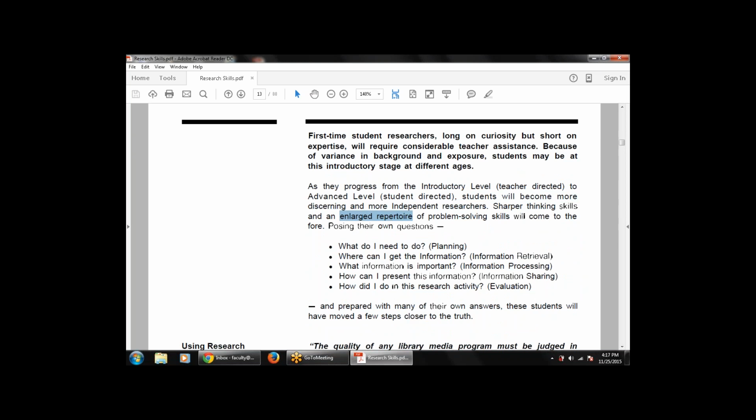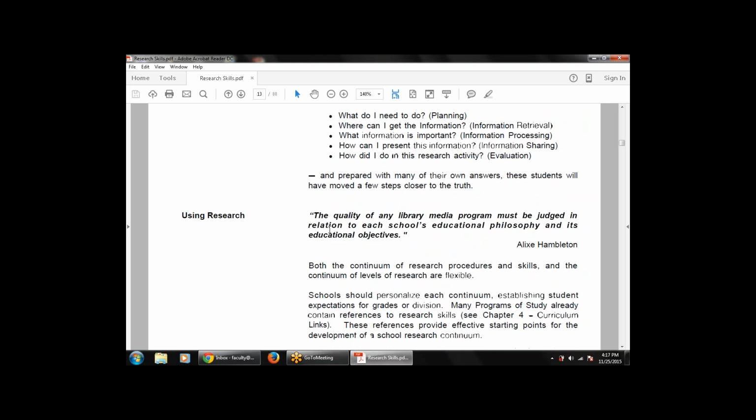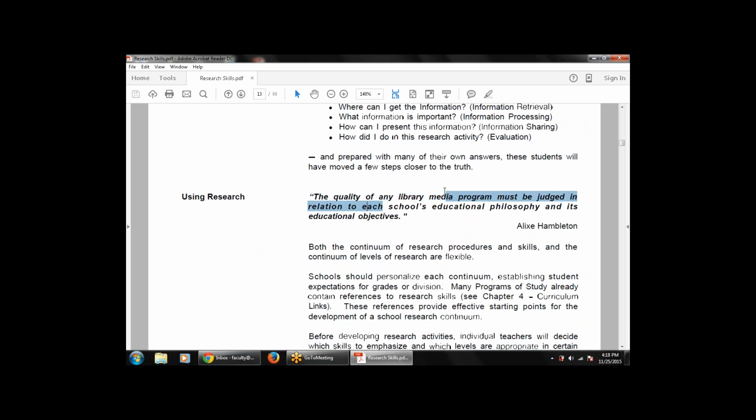Sharper thinking skills and an enlarged repertoire of problem solving come to the fore. Now, these are the various questions that we have discussed. How to use the research, what is the research, and what is the main crux of using the research. The quality of any library media program must be judged in relation to each school's educational philosophy and its educational objectives. That means whenever I want to find out the quality of any program, it must be judged in relation to the school's educational policy or philosophy.